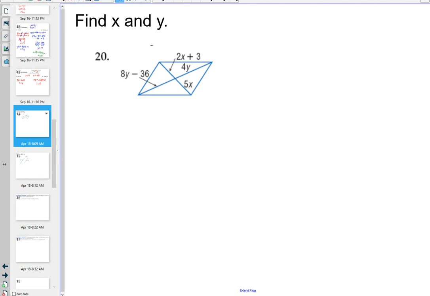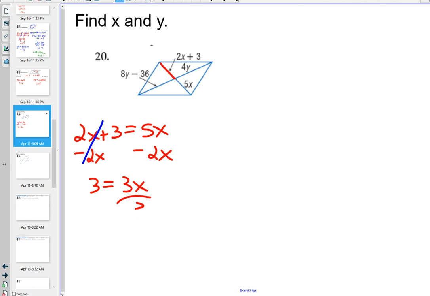Okay, let's find x and y. First, let's find x. X is part of a diagonal. This half of a diagonal is 2x plus 3. The other one is 5x. Diagonals bisect each other, so I could say 2x plus 3 is equal to 5x. Minus 2x to put all the x's on the same side. So 3 is equal to 3x. Divide by 3. X is 1. If I went too fast, let me know.